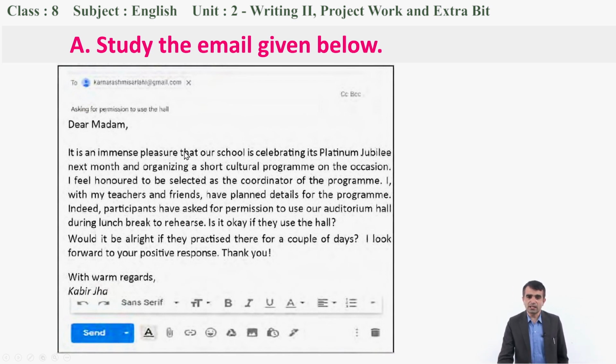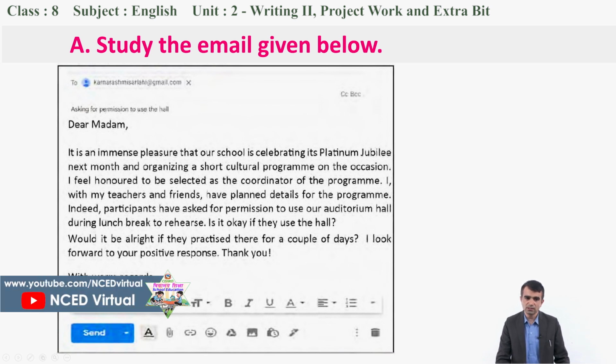It is an immense pleasure that our school is celebrating its platinum jubilee next month and organizing a short cultural program on the occasion. I feel honored to be selected as the coordinator of the program. I, with my teachers and friends, have planned details for the program. Indeed, participants have asked for permission to use our auditorium hall during lunch break to rehearse. Is it okay if they use the hall? Would it be all right if they practiced there for a couple of days? I look forward to your positive response. Thank you. With warm regards, Kabir Jha.